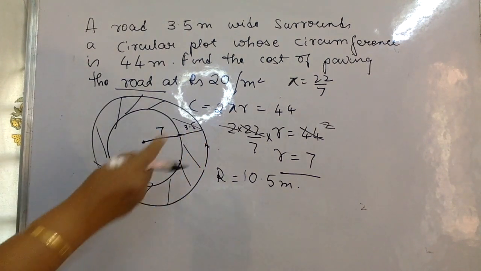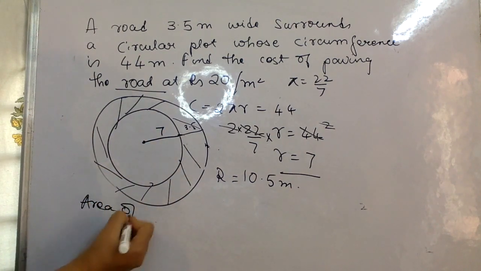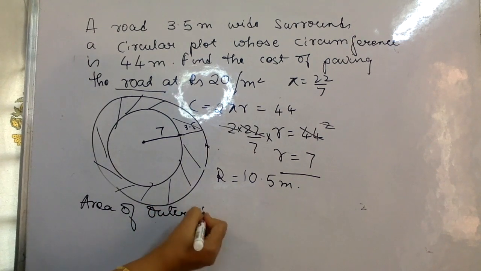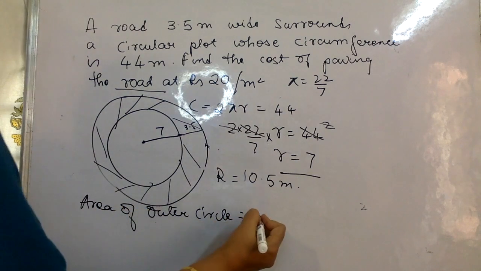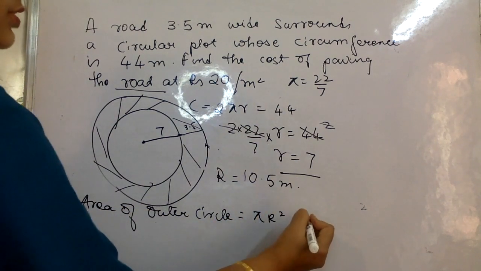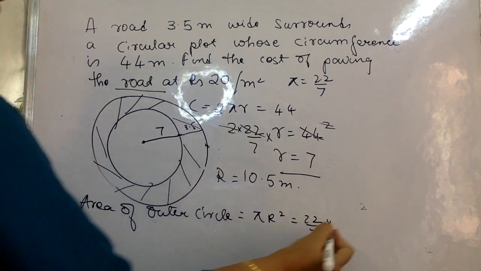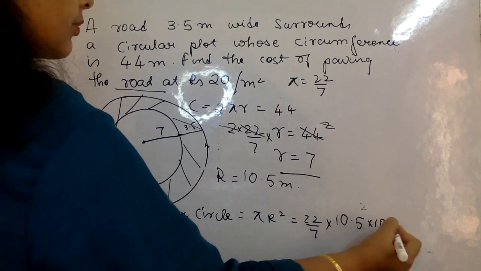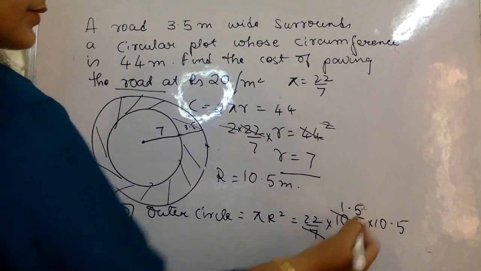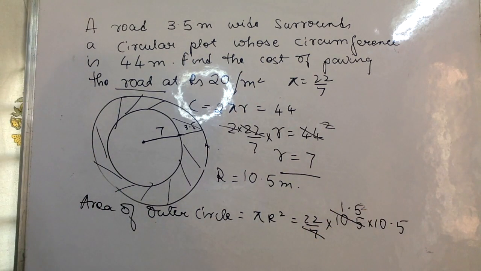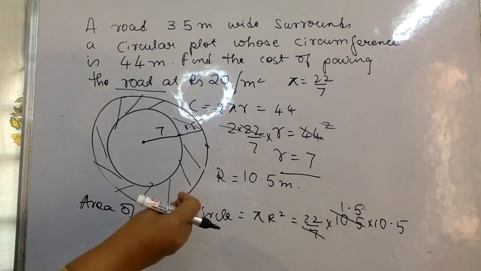How to find the area? Outer circle minus inner circle. So the area of the outer circle is pi capital R square, which is 22 by 7 into capital R, which is 10.5, so 10.5 into 10.5. Okay, that gives me, say, this is 15.1.5. Okay, so that is the area of the outer circle.